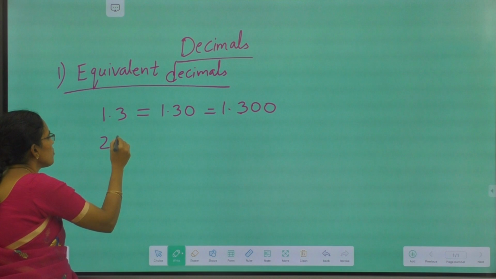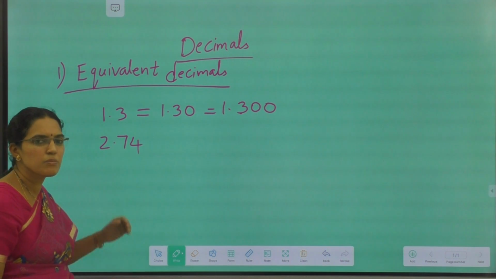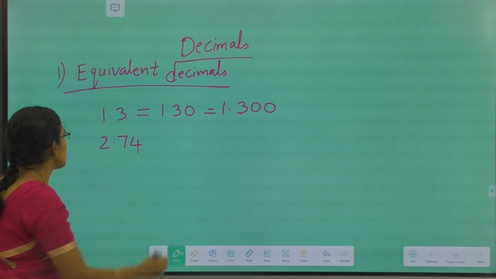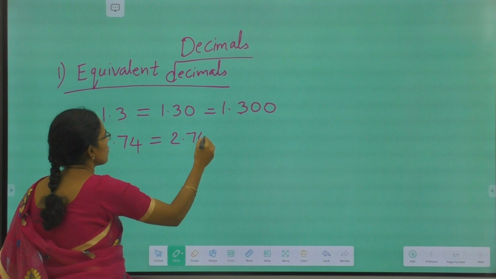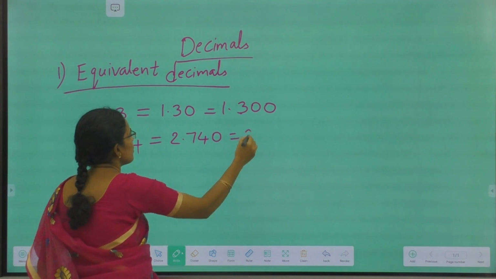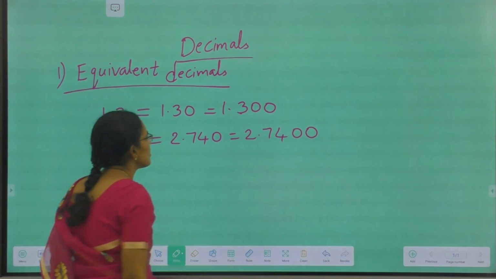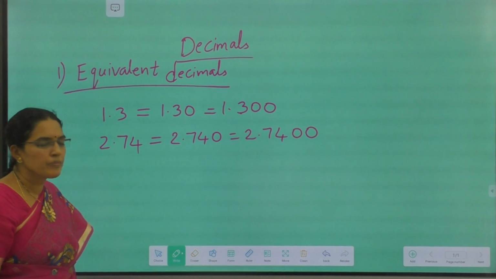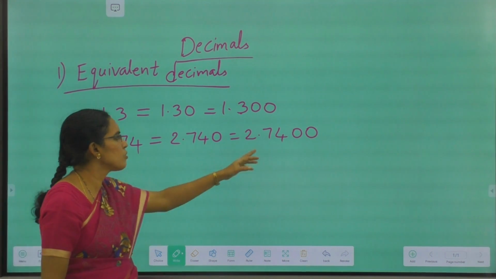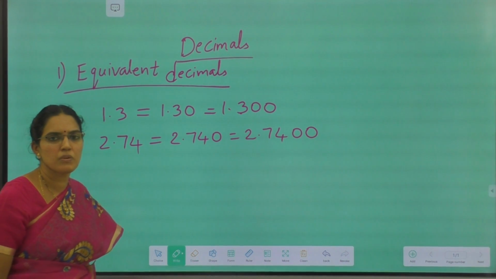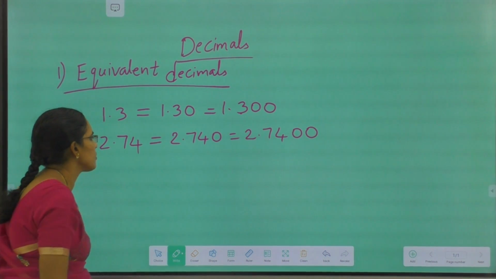Take 2.74, children. If you want the equivalent decimals of this decimal number 2.74, they are 2.740 or 2.7400. All these are equivalent decimals. The value is the same. Even if we include 0, there is no change in the value of this decimal. That is why we call these decimals equivalent decimals.